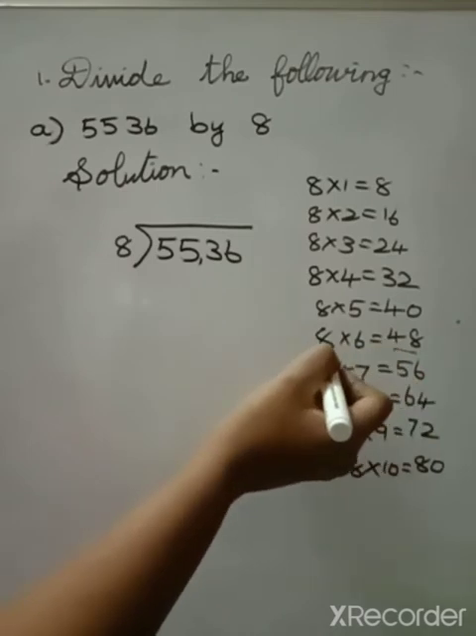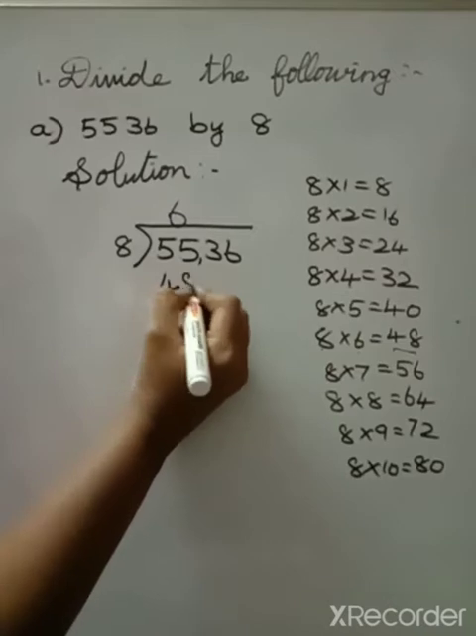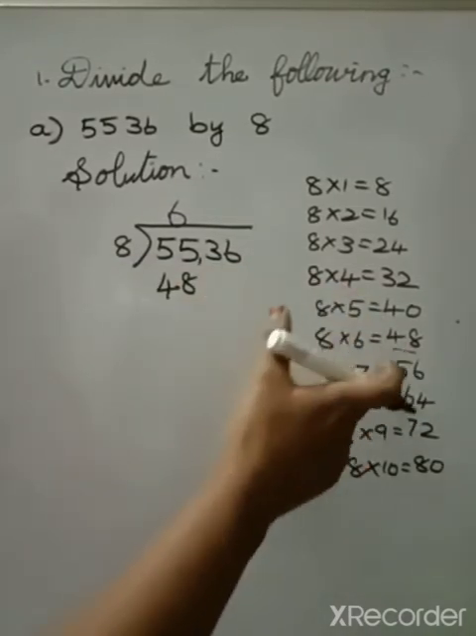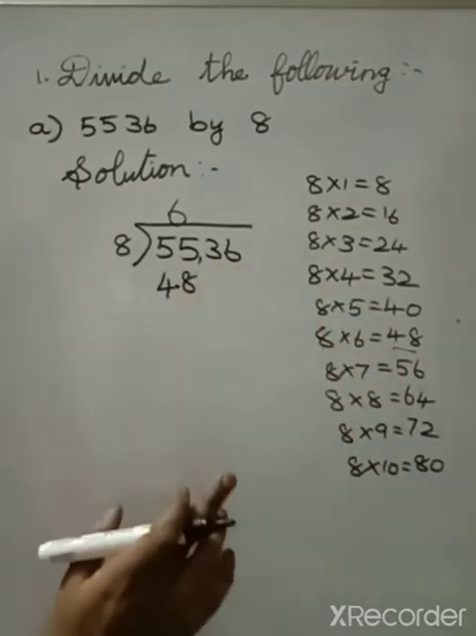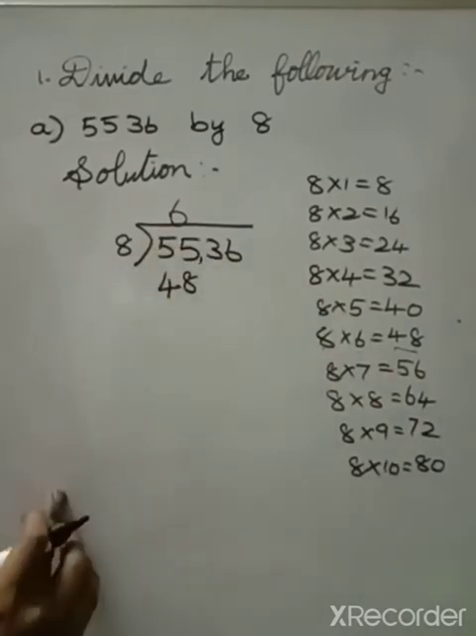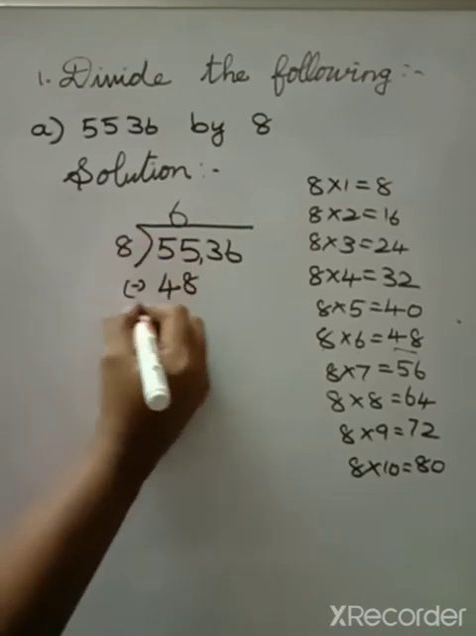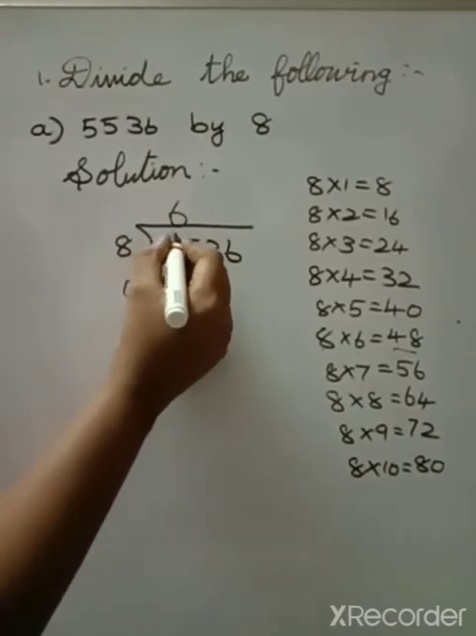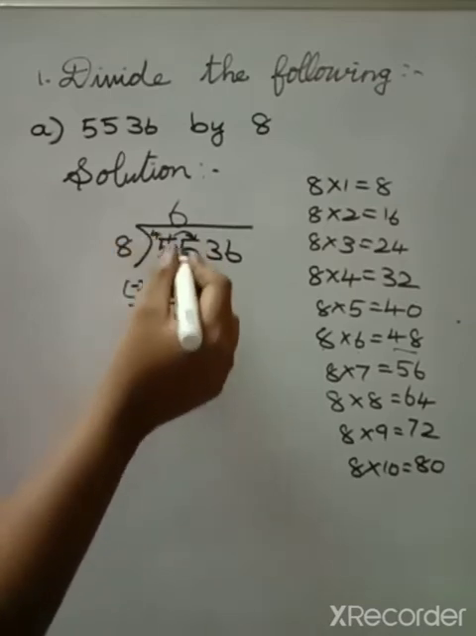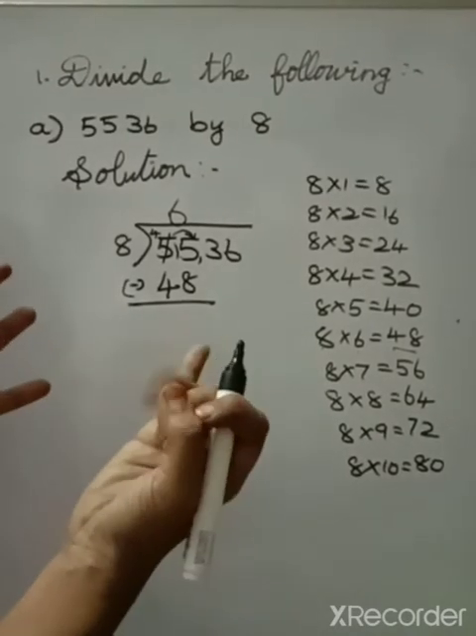So 48, in 8 table it is 6 times. So it is 6 8s are 48. Either the number should be there, or if the number is not there, we should take the nearest smallest number. Okay. If you are taking the biggest number, you are not able to subtract the number. Only the smallest number will be subtracted. So now put the minus symbol and do the subtraction. So borrow 15 and here 5 becomes 4. Here 8, 15. 8 after 9, 10, 11, 12, 13, 14, 15.